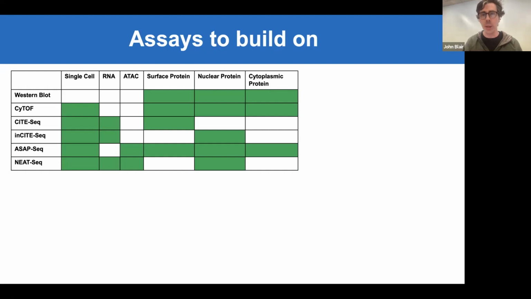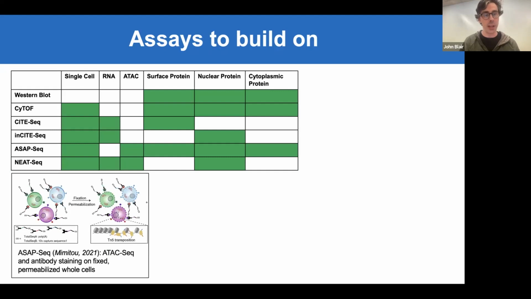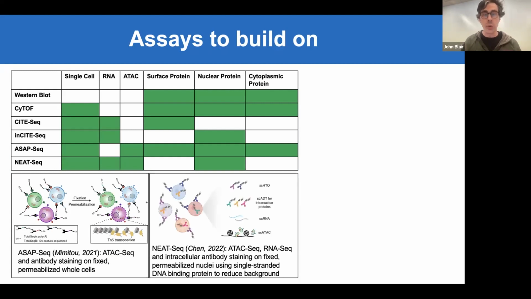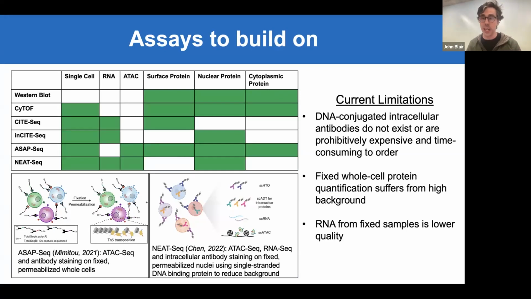And so when developing this assay, we of course built on the work of others. One key work that inspired this was ASAP-seq from the New York Genome Center, where we use their whole cell permeabilization method. And then also NEAT-seq from Will Greenleaf's lab, where we use their single-stranded DNA binding protein as a method of background reduction. There are still some limitations with these assays in that DNA conjugated intracellular antibodies are not really commercially available. And if you want to order them custom, they're usually prohibitively expensive and they take a long time to be made and then sent to you.